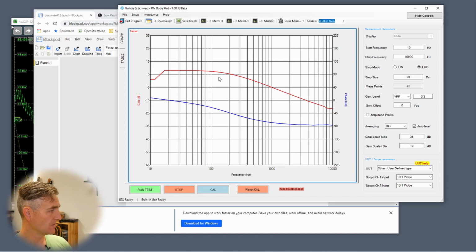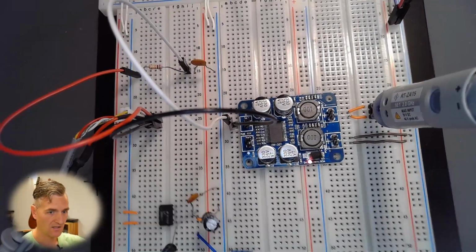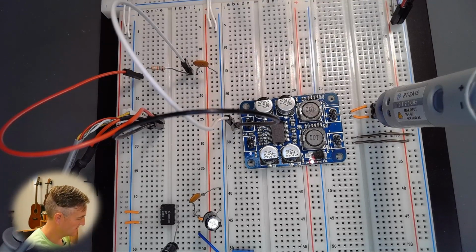So you know what I could do right now is I can rerun this test really quickly and have my speaker connected. I'm going to connect my speaker up. And I have added a couple of handy dandy little test cables to my speaker so it lets me plug it in.